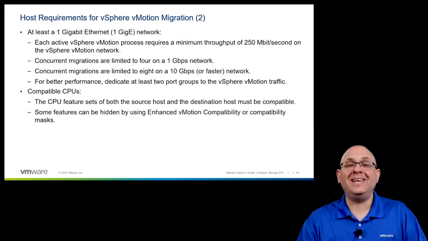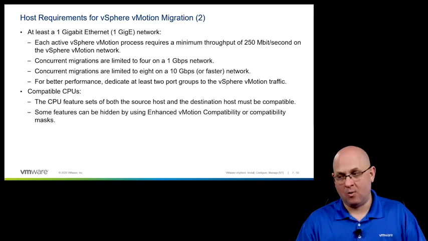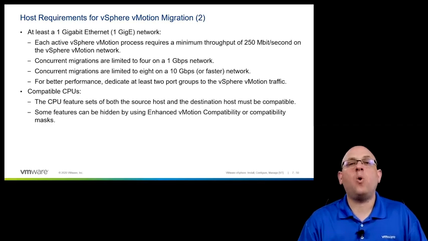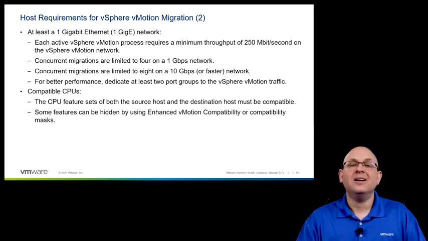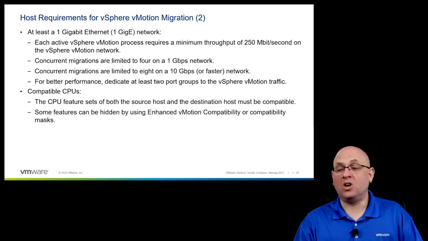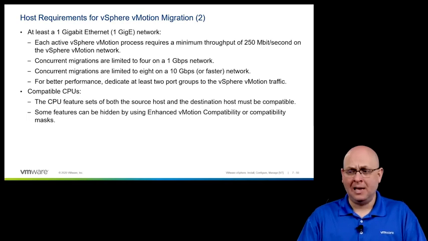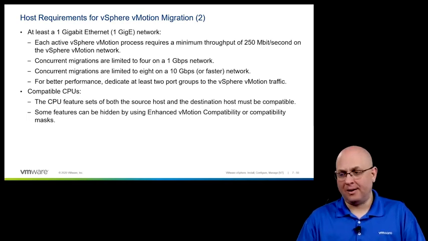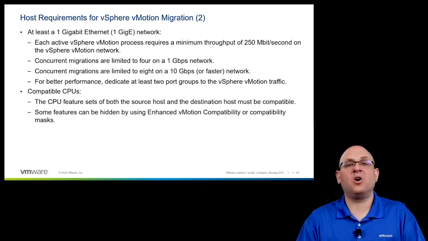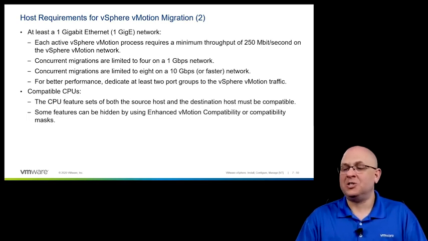On the network, we need at least 1 gig networking. Okay, vMotion requires a minimum of 250 megabits per second. So that allows us to do 4 concurrent vMotions on a 1 gig network. If you have 10 gig or higher networking, we limit concurrent vMotions from host to host to 8 concurrent vMotions.